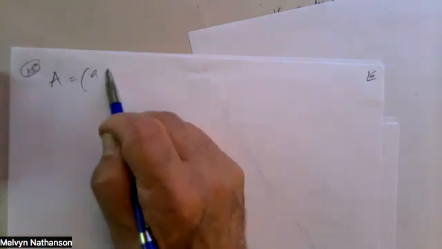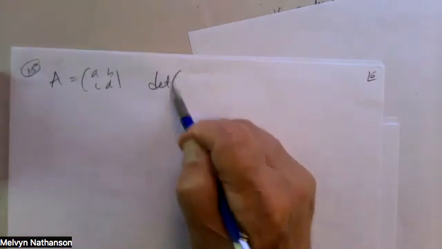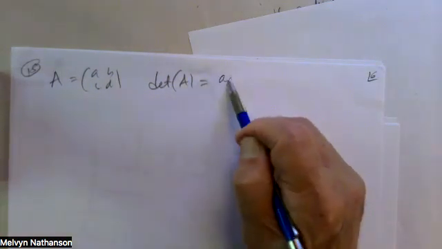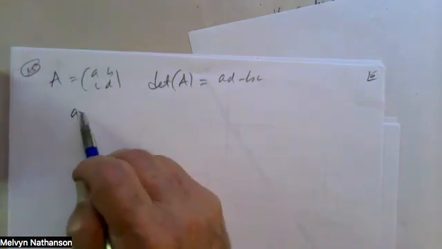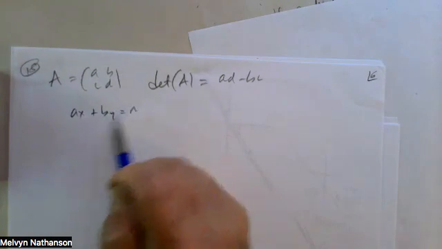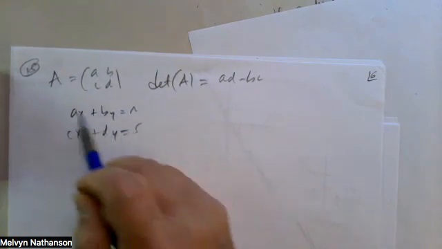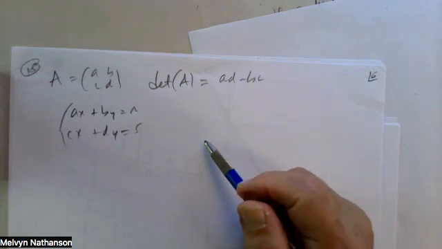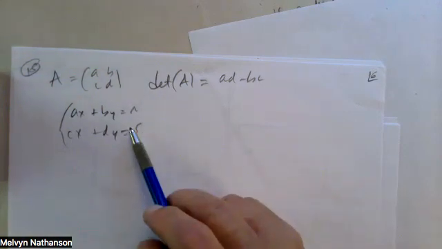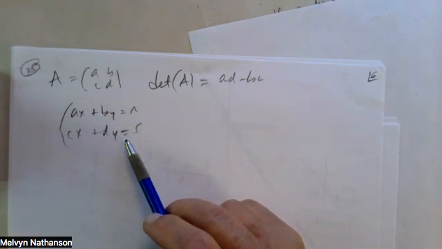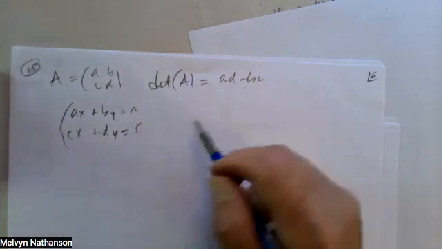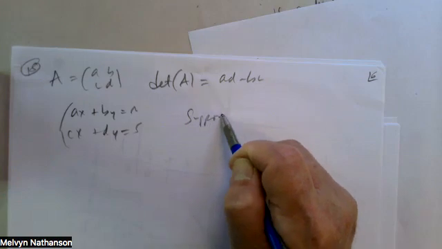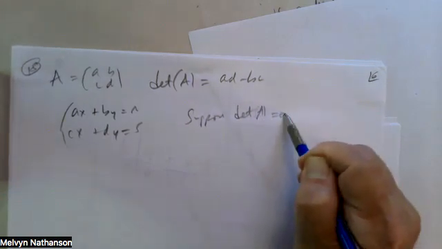So if A is the matrix A, B, C, D, then by definition, the determinant of A is AD minus BC. So suppose we have the equations AX plus BY equals R, CX plus DY equals S. And we want to prove this system has a unique solution if and only if the determinant is different from 0. So let's suppose the determinant of A, which is AD minus BC, is not 0.